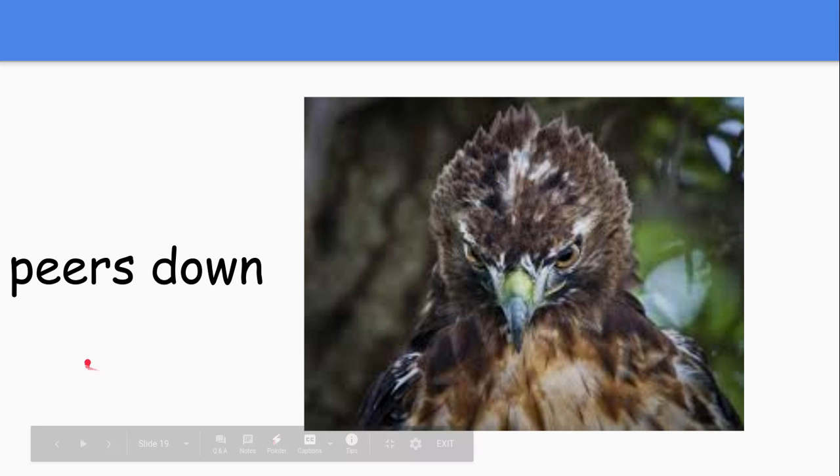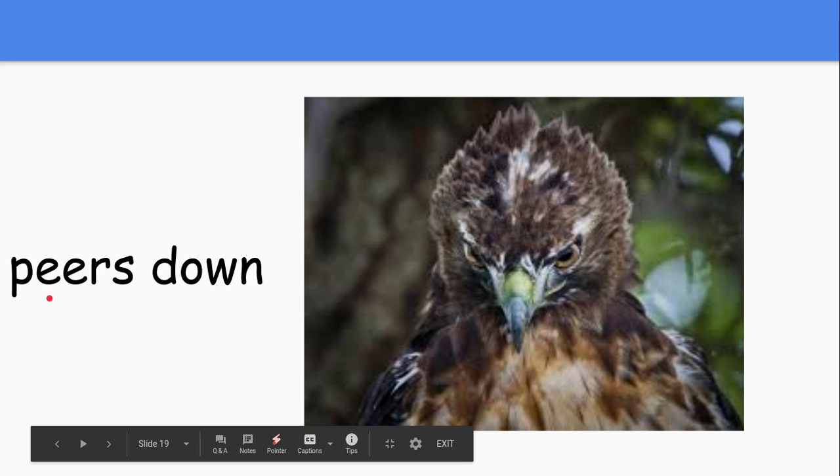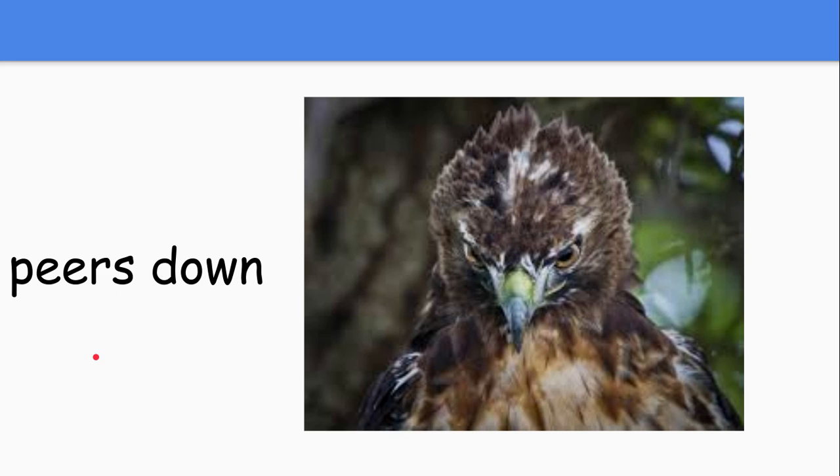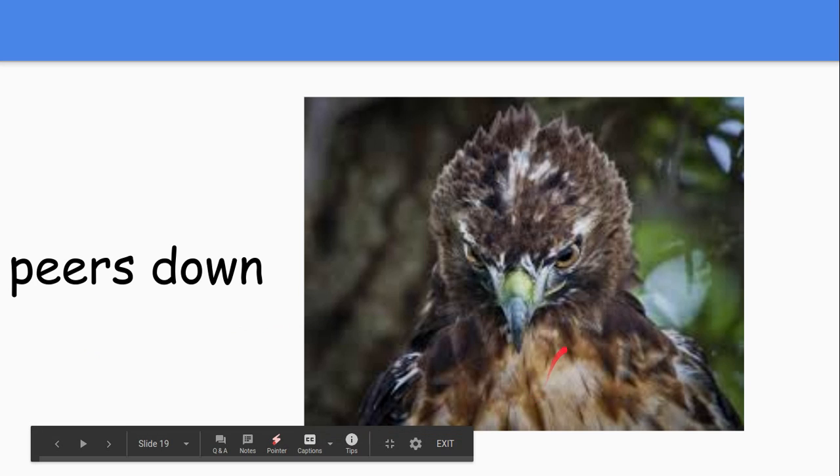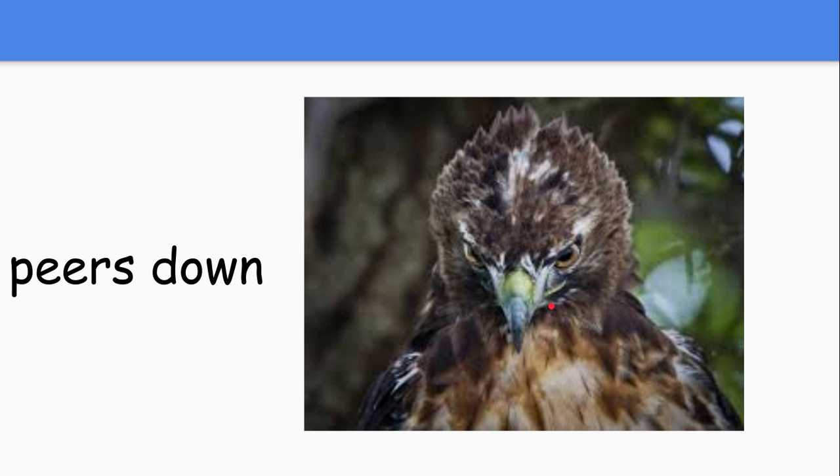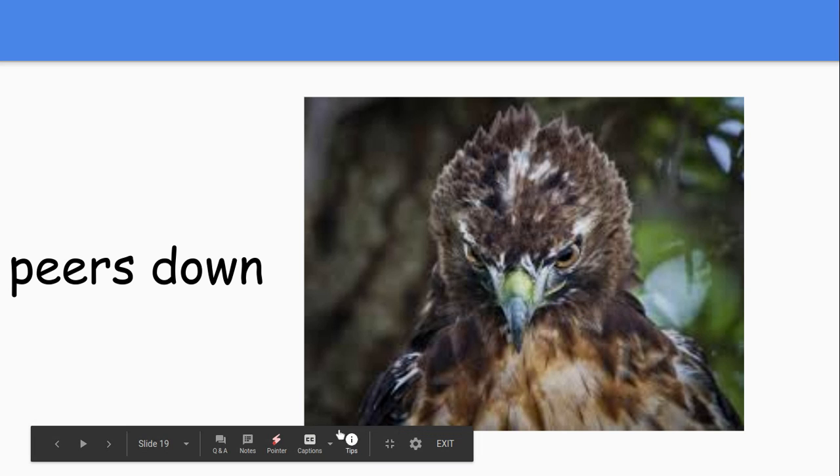Now, the word peer, P-E-E-R, has a definition of someone in your class, someone that is your age, is your peer. But in this story, our little eagle, he's looking down. When he peers down, you see how he's looking down? I tried to get a good picture of this, but he's looking down. That's what peers down means. So he's always looking down.